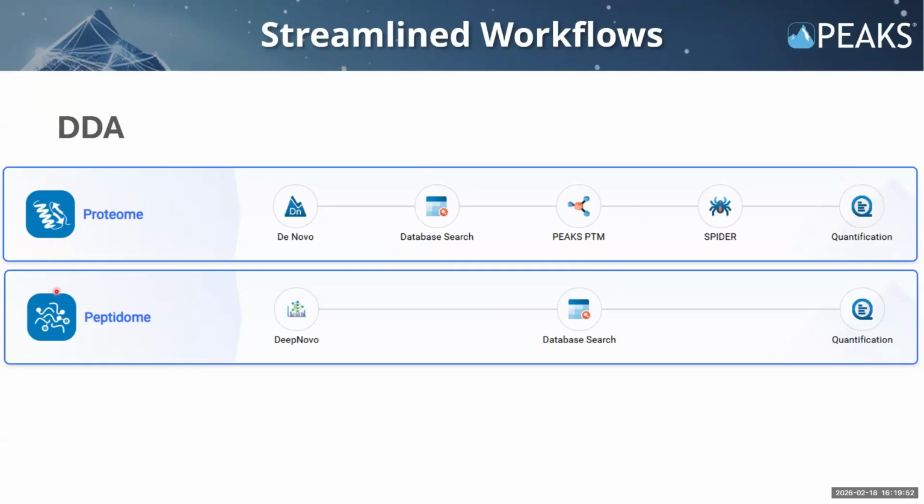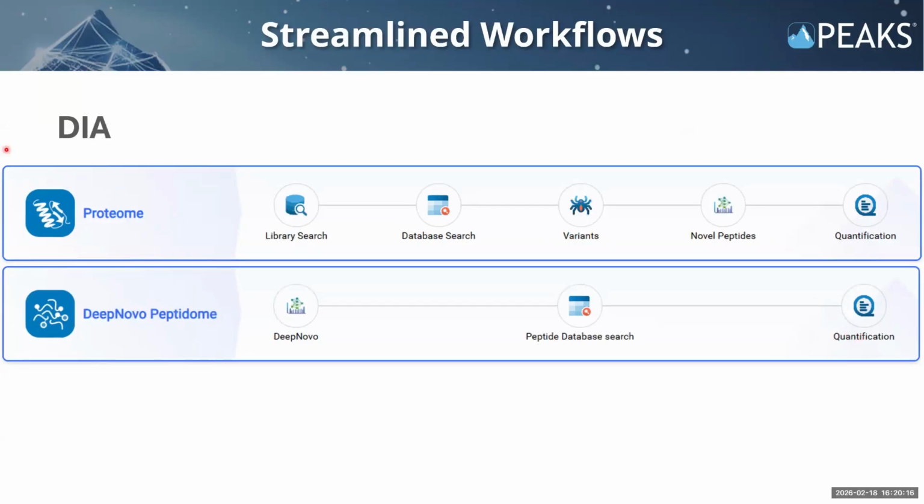Next, we have the Peptidome workflow, and this is really a specialty workflow. So it looks quite simple here, but there's actually a lot going on in the background because it's integrated with deep learning-based de novo sequencing, as well as canonical and non-canonical database searches. And we also use Spider in this workflow to allow you to look for mutations.